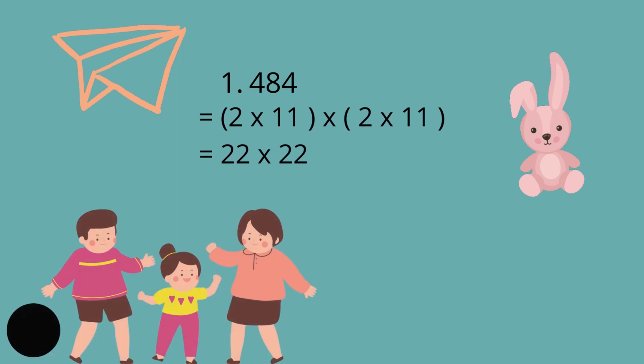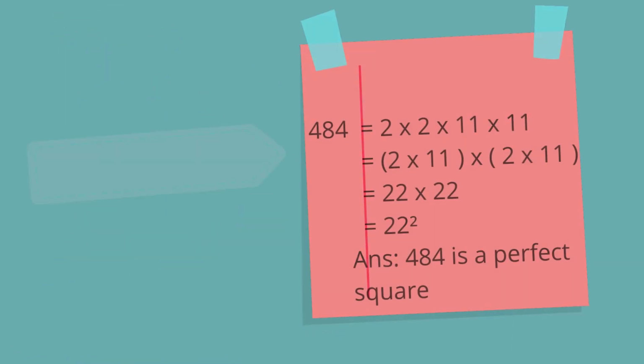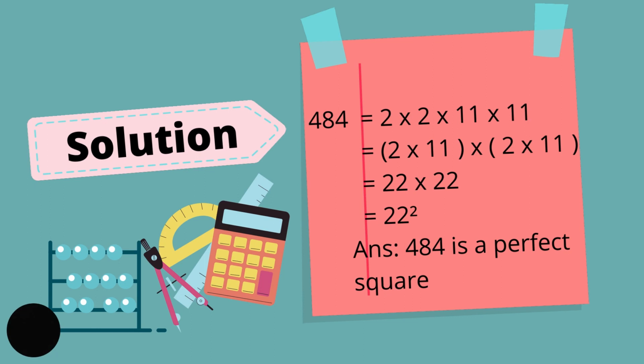2 multiplied by 11 equals 22. So 22 multiplied by 22 equals 22 squared. Therefore, 484 is a perfect square because 22 multiplied by itself gives 484.